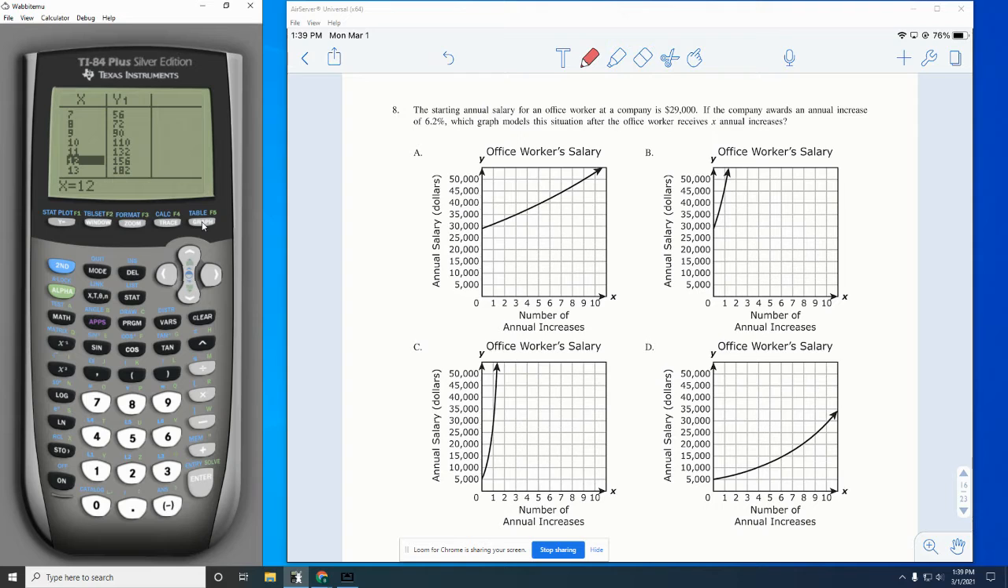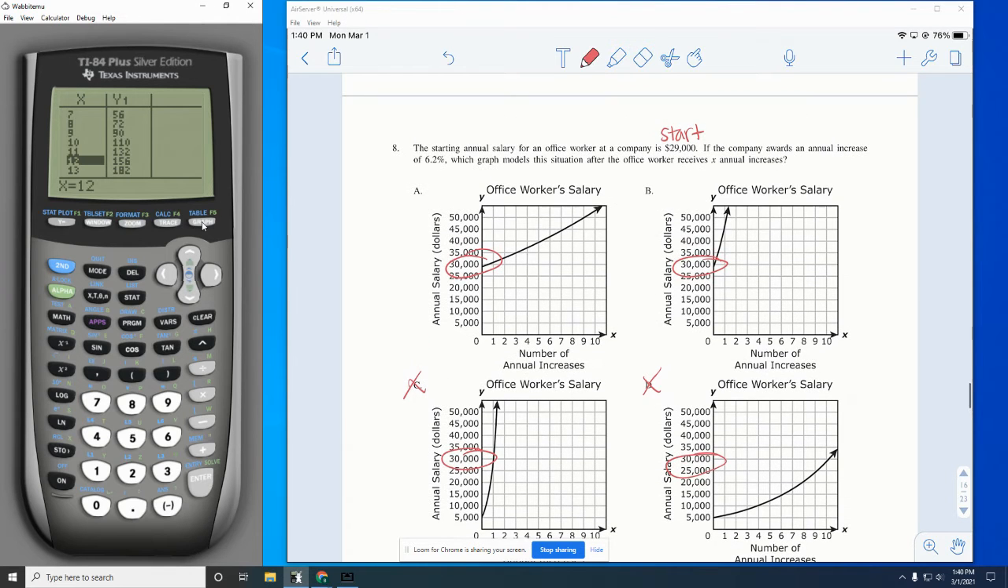So number 8 says the starting annual salary for an office worker at a company is $29,000. If the company awards an annual increase of 6.2%, which graph models this situation after the office worker receives x annual increases? So this is an exponential function. We just worked through some of these. So remember, this is our starting point on our y value. So we want to make sure all of these answer choices are starting at about $29,000. And we can immediately mark out C and D because they do not have the correct starting amounts.